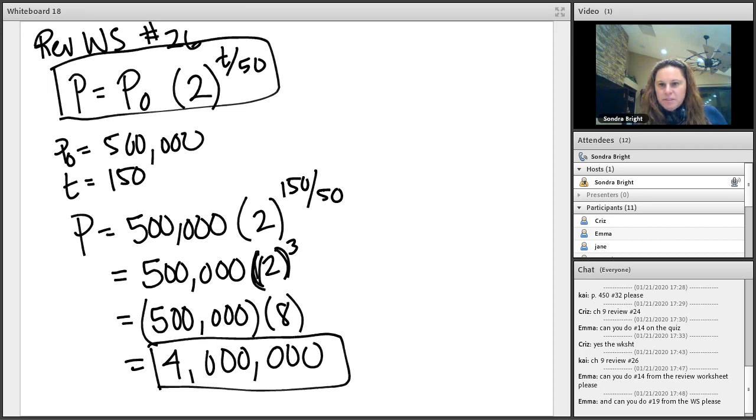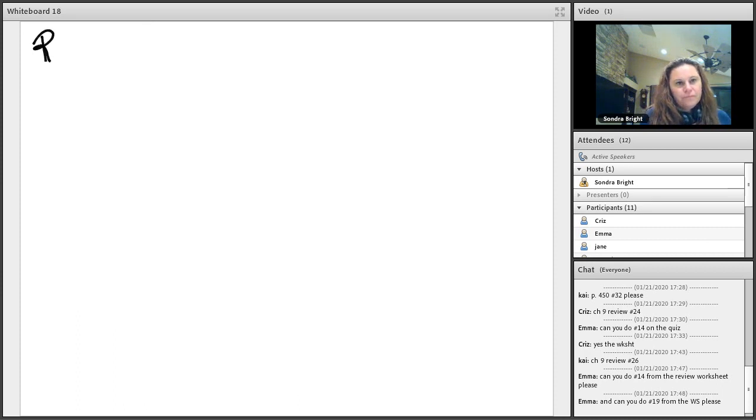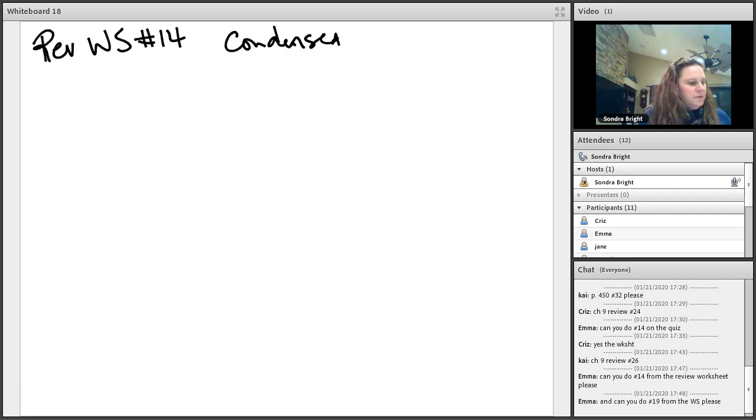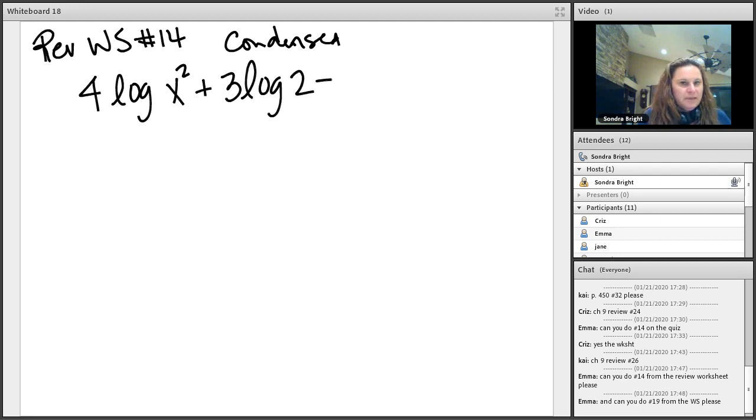That was 26 on the review, 14 from the review worksheet. Okay, so they want it in condensed form and simplified. So this is, well, kind of sort of expanded. We wouldn't allow you to leave the squared on the x in expanded form. Other than that, it is kind of sort of in expanded form. And they want us to write it as a single logarithm.